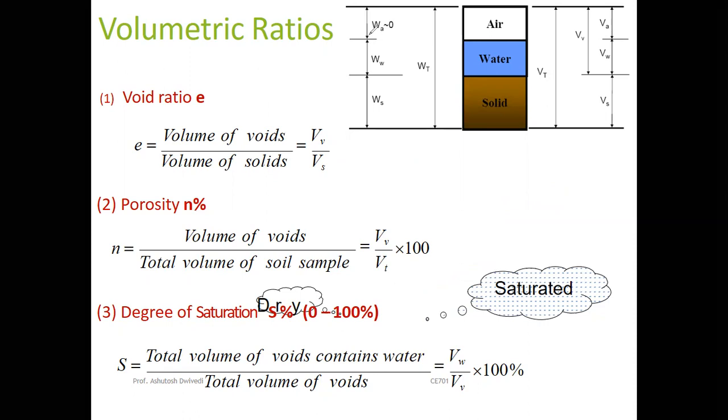100%. Okay. We also have a relation between void ratio and porosity. Both show the volume of void. Void ratio shows the volume of void to the volume of solid, and porosity shows the volume of void to the total volume. If we find the relation between e and n, we know that n is equal to VV upon VT, and we can write VT as VV plus volume of soil solid. So if we take VV common, we get VV times (1 plus VS by VV).